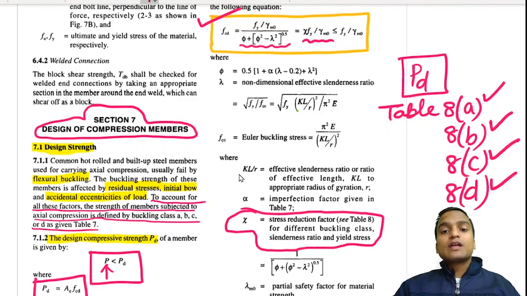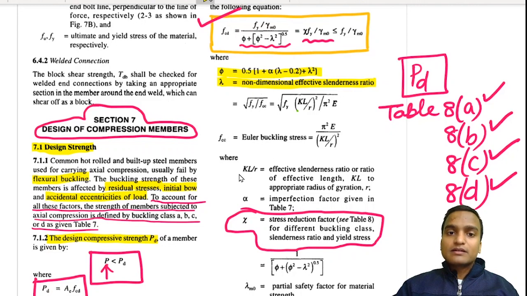This value is given for different slenderness ratio and yield stress, okay, and here the value of phi is equal to 1 by 2 into 1 plus alpha into lambda minus 0.2 plus lambda square. Here the lambda value is not the usual slenderness ratio. Lambda is here the non-dimensional effective slenderness ratio. So slenderness ratio is equal to KL by R, but here lambda is not equal to KL by R.